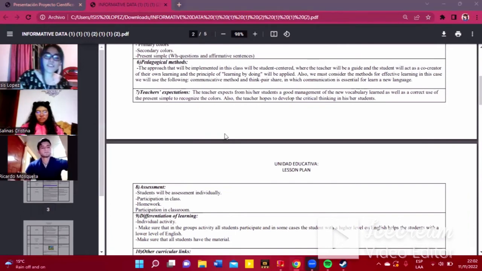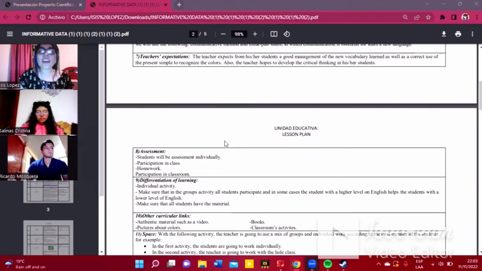The teacher's expectations: the teacher expects from his or her students a good command of the new vocabulary, meaning the colors, as well as the correct use of the present simple in order to recognize the different colors. Also, the teacher helps to develop critical thinking in his or her students through the different activities that they are going to apply in this lesson plan.